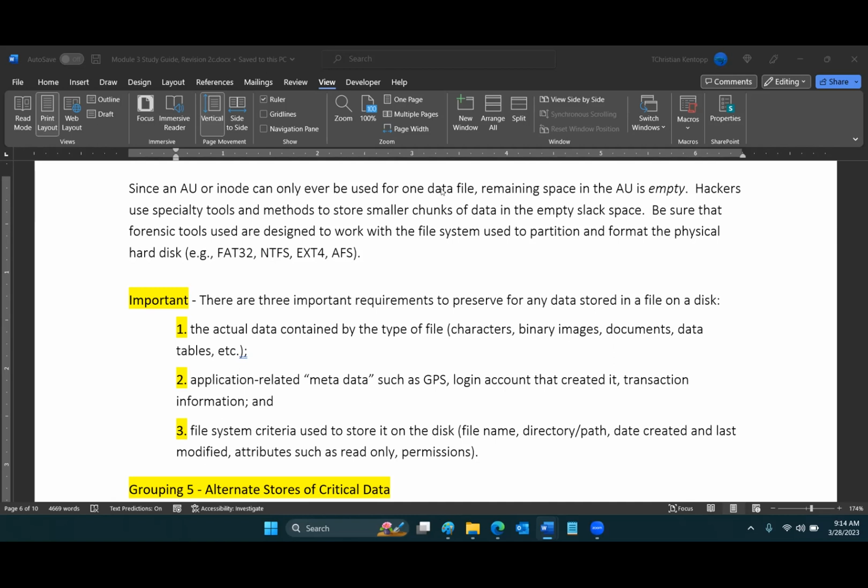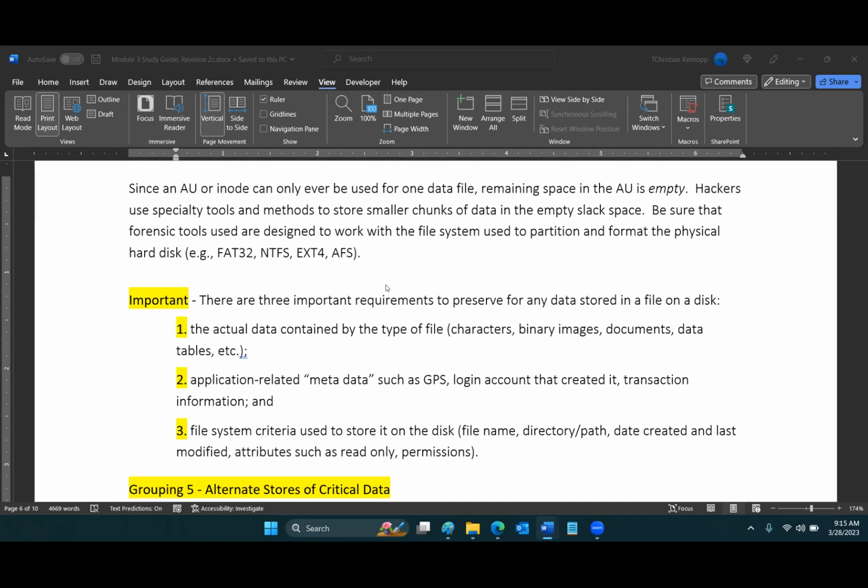If you have a very small data file and you have a large allocation unit, you have a lot of empty space. And hackers use specialty tools and methods to store smaller chunks of data in the empty slack space. The term slack is intentional. That is exactly what it means. It's slack space in an allocation unit, and hackers love that, right? So you want to make sure that your forensic tools used for the incident handling assessment, and now you're not going to do a whole lot of analysis, but you're doing quick assessment and capturing.